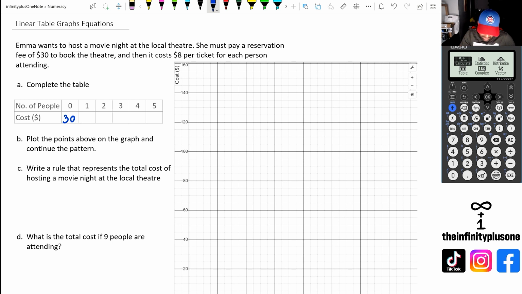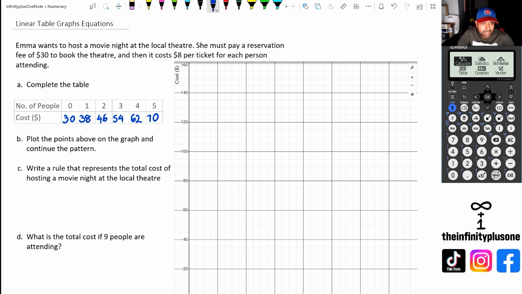So if she has one person coming, it will become 30 plus 8, which is 38. If it's 2 people, then it's 38 plus another 8, which is 46. And then we just keep going. We get 54, 62, and 70. So this is pretty much the first part of this question. I've just completed the table.